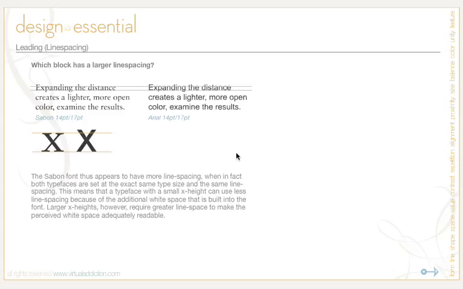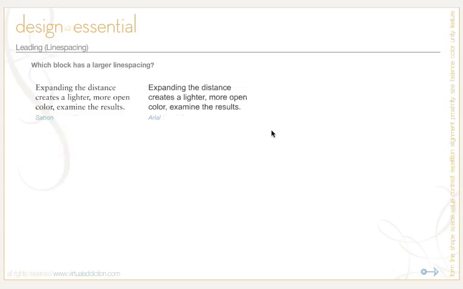So it means that the typeface with a small X height can use less line spacing because of the additional white space that's basically built into the font. Larger X heights, however, require greater line spacing to make the perceived white space adequately readable. So if we look back here, you can see how this actually looks like it has bigger line spacing, and that's just because the X height of this font is less than the X height of this font. It's kind of interesting.